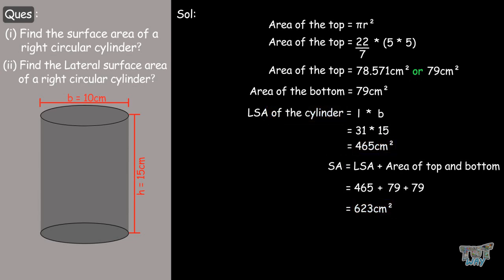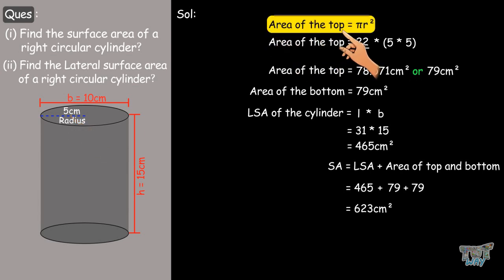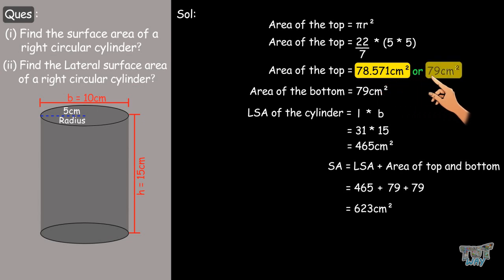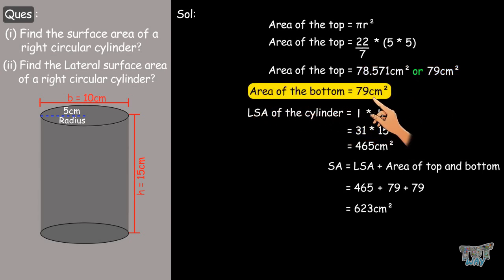Let me repeat the question. We have a right circular cylinder with a width of 10 centimeters and height of 15 centimeters. Width of the cylinder is 10 centimeters, which means this is also the diameter. So radius will be 5 centimeters. And then we can calculate the area of the top using the formula pi r squared, which is 22 over 7 multiplied by 5 times 5, which equals 79 centimeters squared, which is rounded. So the area of the top is 79 centimeters squared. The bottom is also 79 centimeters squared because top and bottom are congruent figures.